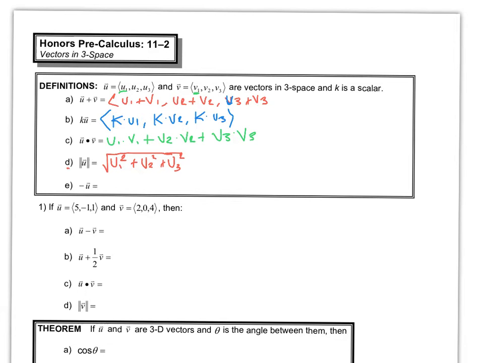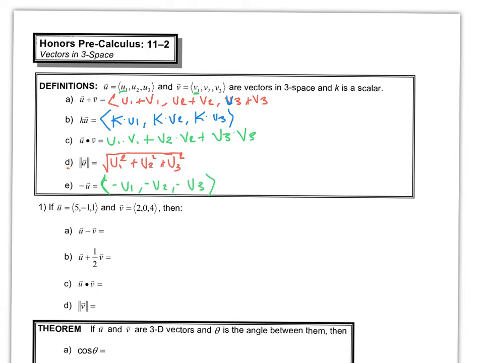And then opposite of vector u down here would just be distribute that negative through each of the three. So negative u1, comma, negative u2, negative u3. So very simple, very straightforward. All of this behaves in the exact same way that vectors do in 2D space.